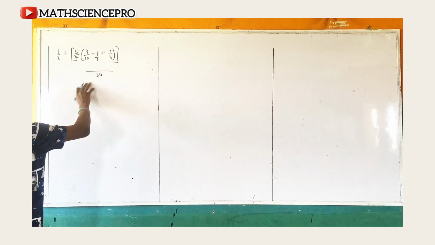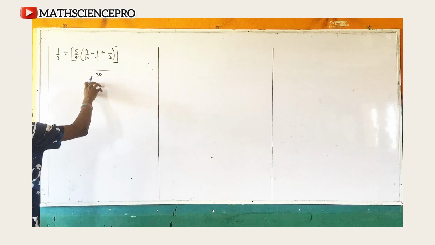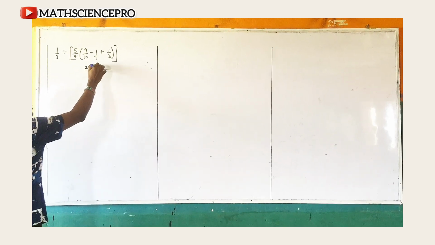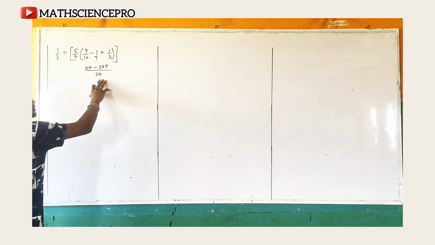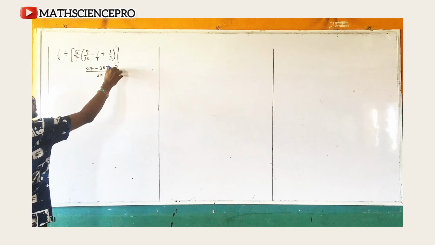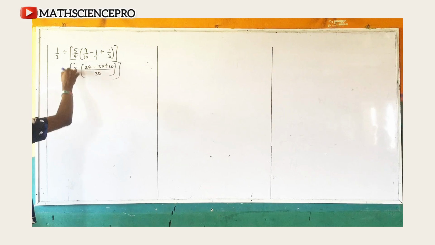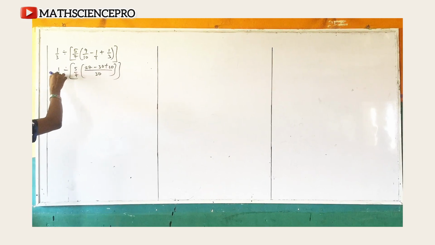So I have my LCM as 30. 10 in 30 is 3. 3 times 9 is 27. Minus 1 in 30 is 30 times 1, 30. 3 in 30 is 10. I have 10 here. So I have my 5 over 7 divided by 1, I have my 1 over 3 here.